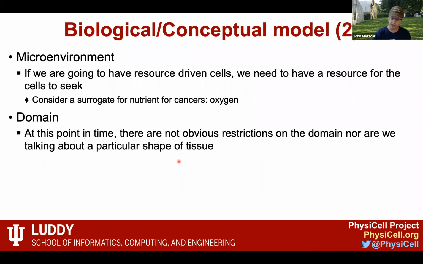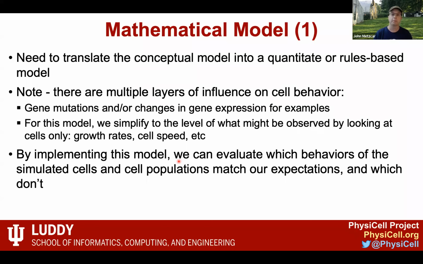So now, next in our general modeling and intermediate PhysiCell modeling workflow is mathematical modeling, where we translate the conceptual model into a quantitative or rules-based model. Of course, we all know that there's multiple layers of influence on cell behavior. As an example, gene mutations or changes in gene expression can change mechanistically what a cell or set of cells or even a whole tissue might do. But for this model, we're going to simplify to the level of what can be observed just by looking at the cells only. As Paul mentioned earlier, at its core, PhysiCell by itself is a phenotypic driven modeling paradigm.